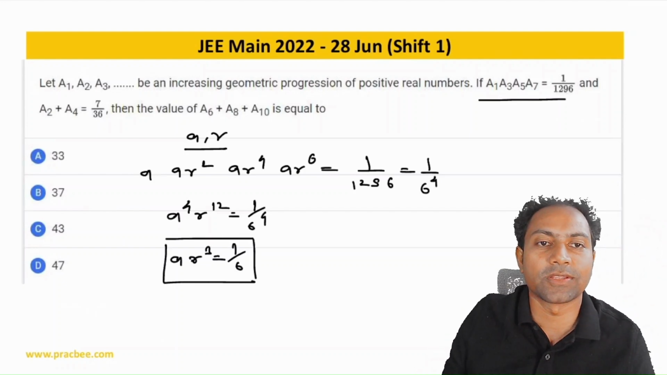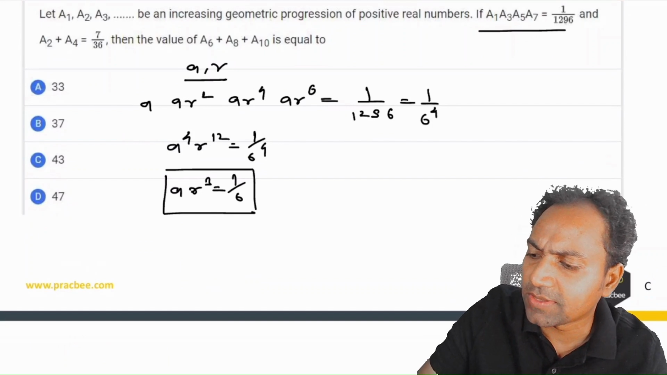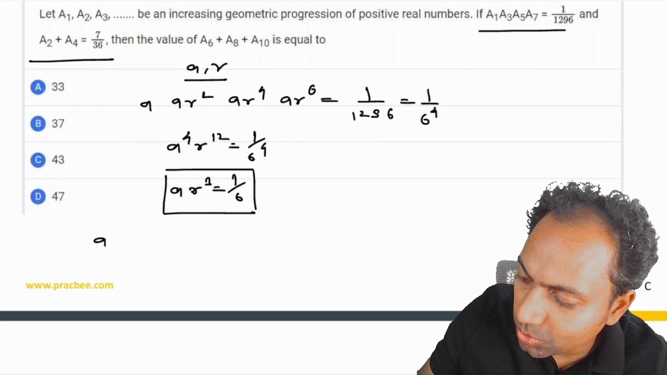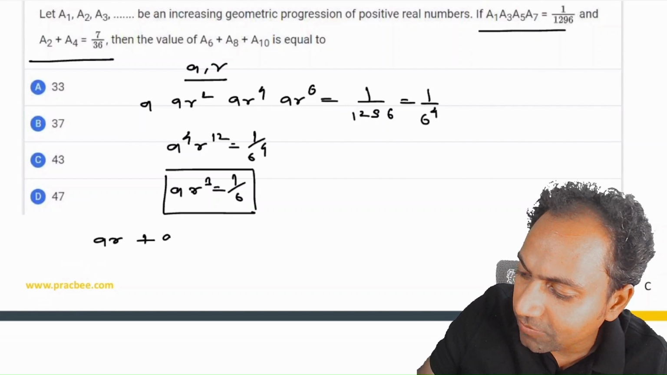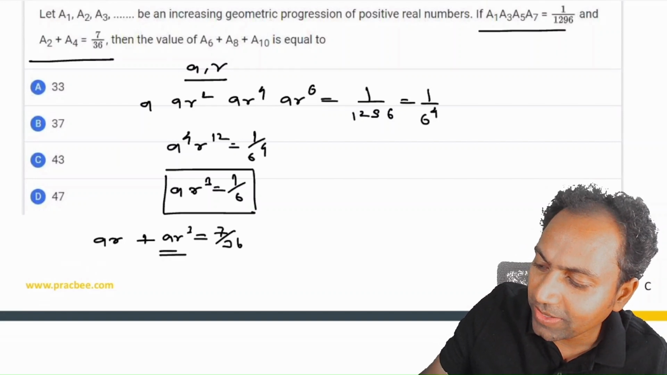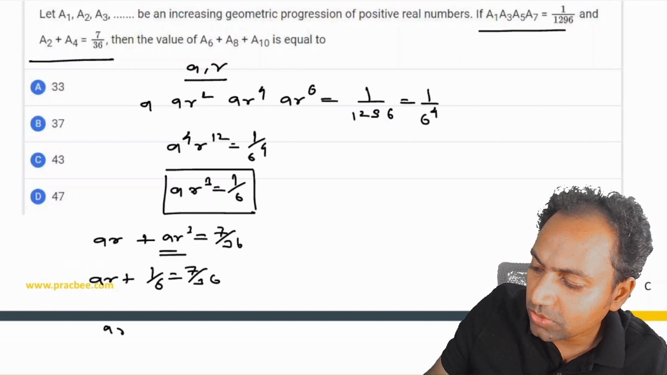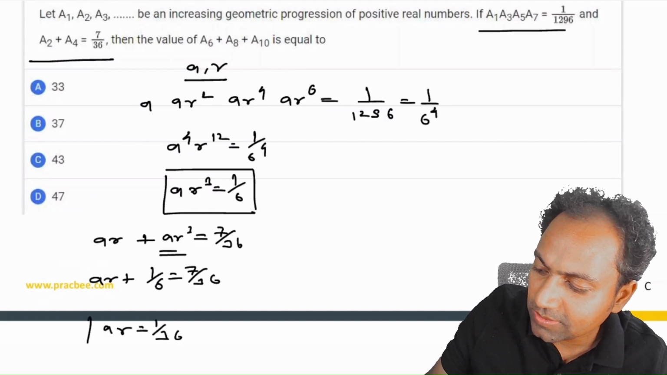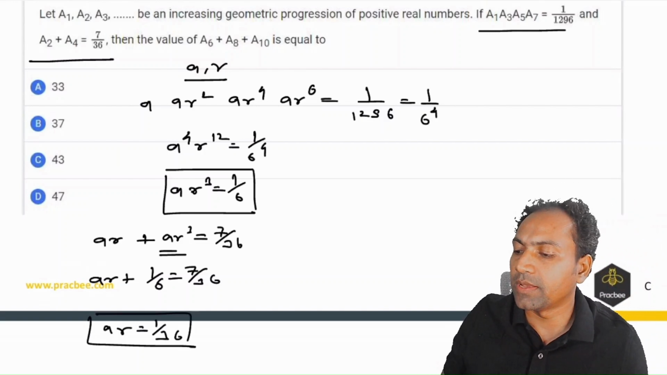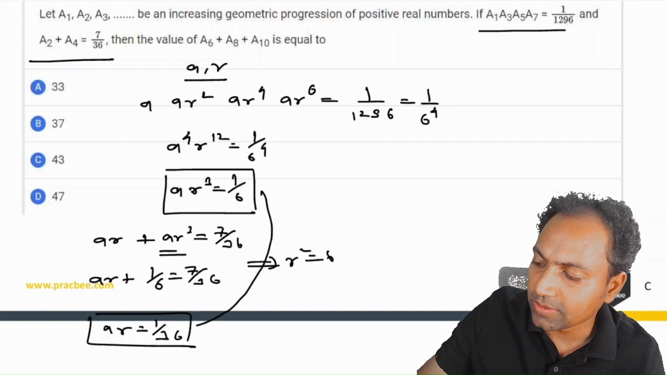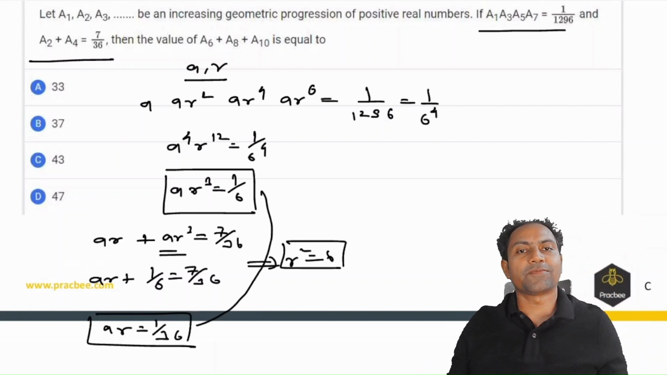This is the first condition. Now the other condition that is given is a4 plus a2 is equal to 7 by 36. a2 is nothing but ar and a4 is nothing but ar cube, and this is 7 by 36. This value I can substitute. So ar plus 1 by 6 is equal to 7 by 36. So ar comes out to be 1 by 36. Now if I divide both of these, I get the value of r square, and that is nothing but 6. So these are the three pieces of information available to me.